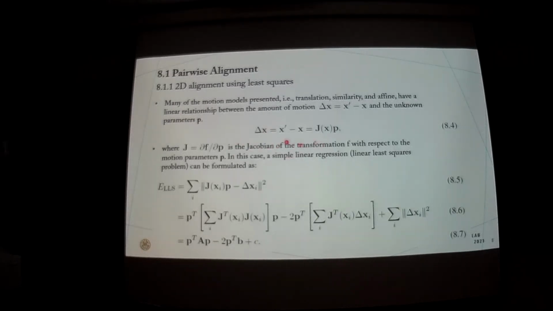So this is defined as equation 8.4, that delta x is equal to x prime minus x, which is equal to g of x p, where g is the Jacobian of the transformation f with respect to the motion parameter p. Because we already know how to compute g, and we know that this has a linear relation, we can simply estimate the linear regression for the linear least squares problem using equation 8.5, which uses g of x_i p minus delta x_i, which is based on the amount of motion.